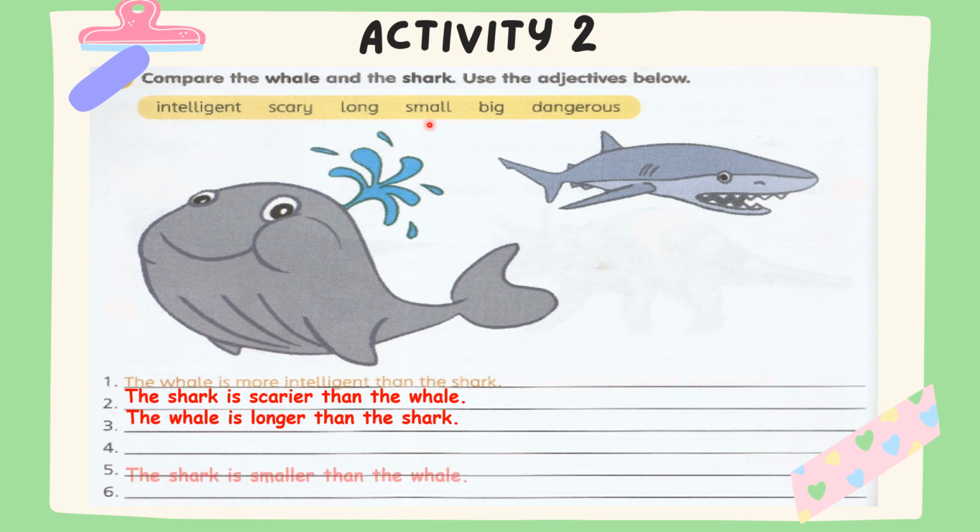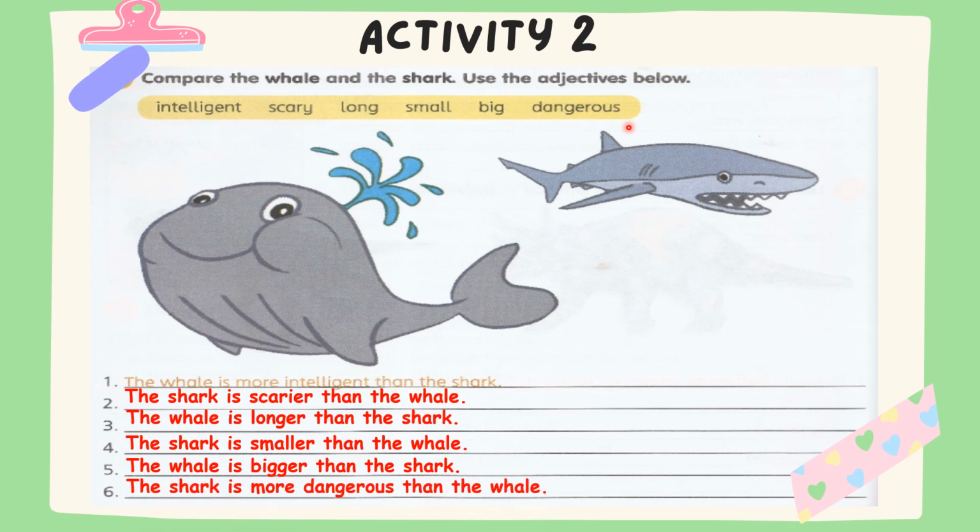Small. Also, you have to put ER. So, the shark is smaller. Siapa lagi kecil? Ikan jerung. So, ikan jerung lebih kecil daripada ikan paus. Big. So, who is bigger? 1 syllable. So, you have to put ER. Of course, the whale. So the whale is bigger than the shark. Okay, and the last one, dangerous. So for 3 syllable word, you have to use more dangerous. Of course, the shark is more dangerous than the whale.